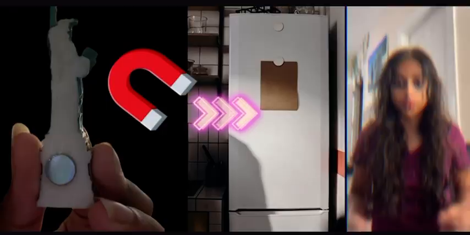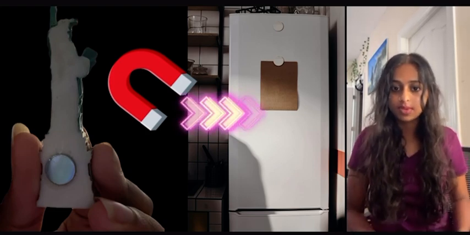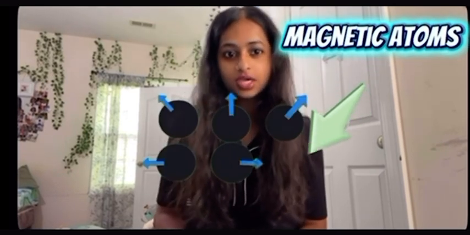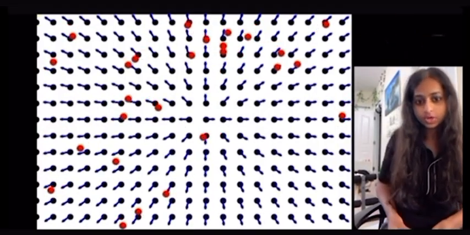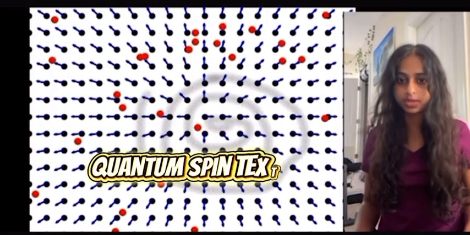to practical quantum computers. But recently, scientists found a way to stabilize qubits using magnetism. They stack magnetic atoms in just the right way so that electron spins don't all line up, but twist into a repeating vortex-like pattern. And that's exactly what you're seeing here. This vortex-like pattern is called quantum spin texture.